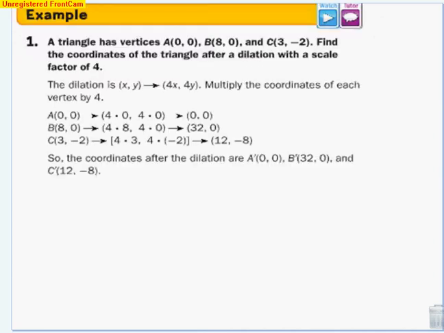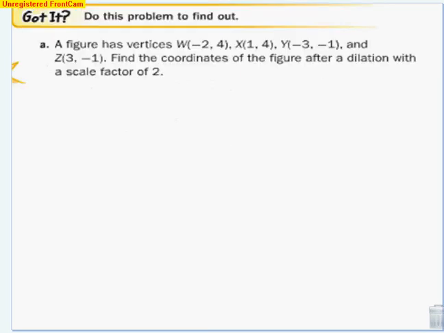Let's look at example 1. Triangle ABC. They want you to find the coordinates of the triangle after a dilation with a scale factor of 4. They took the x and the y and multiplied both the x and the y coordinates by 4 to find the new points for A', B', and C'. Let's do an example together.